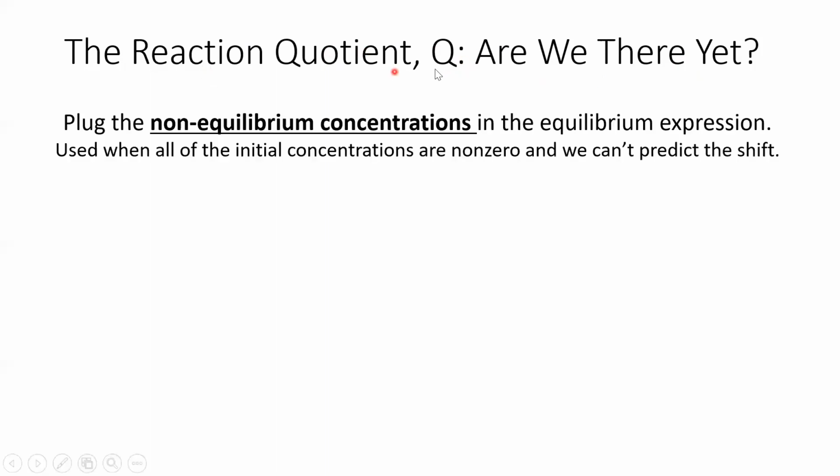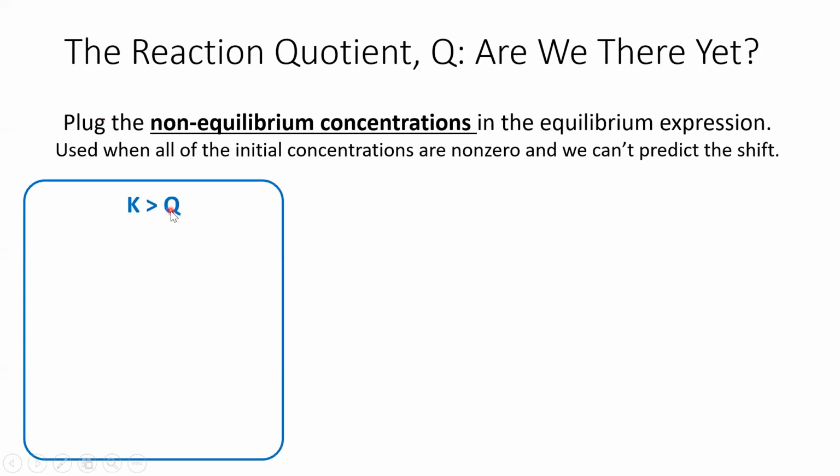So to calculate Q, we would take the values that were given in the question. They may or may not be equilibrium values, but they're the values that are given to us. And then we can figure out whether or not the reaction's at equilibrium. And if it's not, are we going to be shifting to produce more product or more reactant to establish equilibrium?